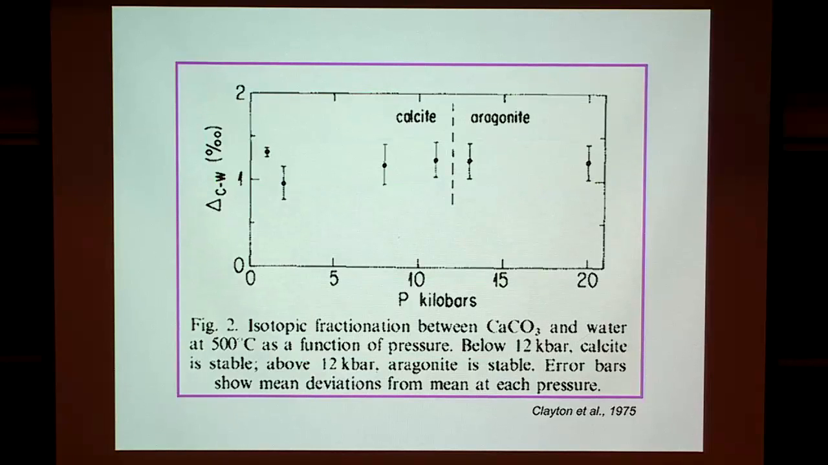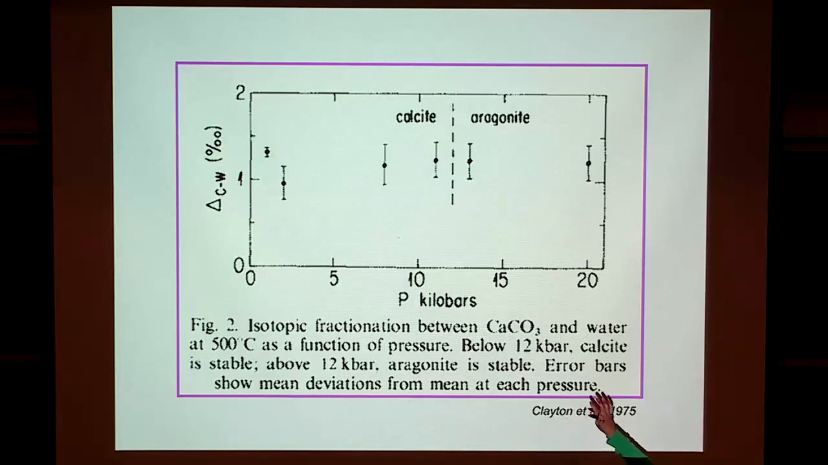And in 1975, Bob Clayton at the University of Chicago looked for it. Okay? And he looked, this is an oxygen isotope. This is calcite and water, or aragonite and water, depending on the pressure. And he went up to 20 kilobars, and he said, is there an oxygen isotope fractionation between calcite and water up to 2 GPa, 20 kilobars? And the answer was no. Okay? And I'm not kidding.